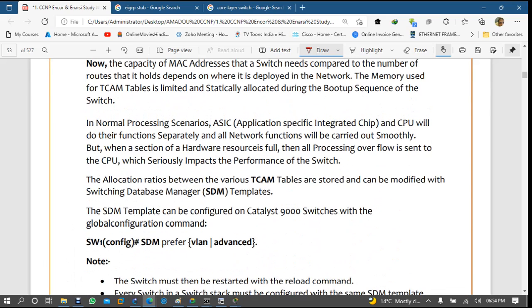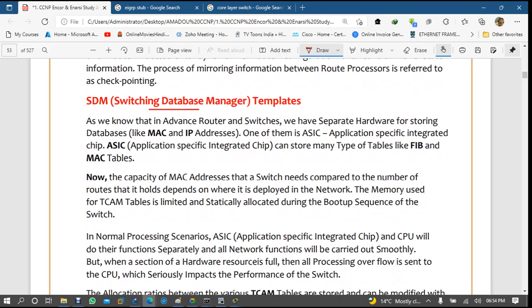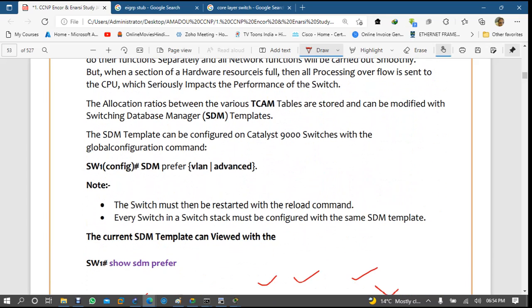So today what we have learned about is the switch and router forwarding mechanism. Switch and router forwarding mechanism is divided into three parts: process switching, fast switching, and Cisco Express Forwarding. We understood why we are not using process switching and why we are not using fast switching. Nowadays we are using CEF, and why we are using CEF: because CEF creates a separate table to forward the source and destination information towards the specific network.